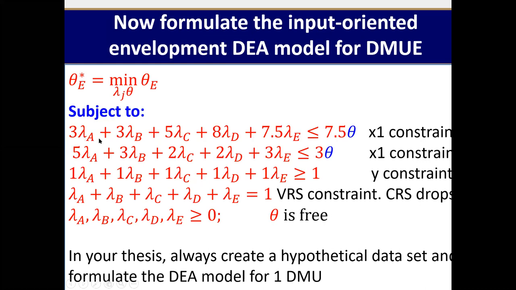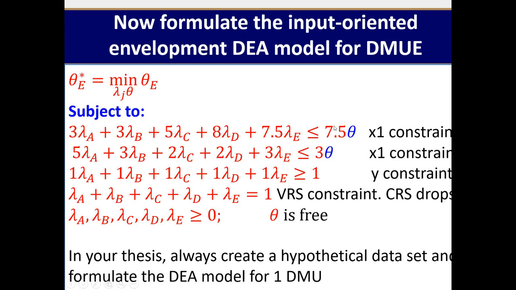Now, I was talking about lambda 1, lambda 2, lambda 3. But here, because the names of the firms are A, B, C, it is lambda A, lambda B, lambda C. No problem. First of all, this lambda is just a representation. Any question? Now, we are done with the left-hand side.